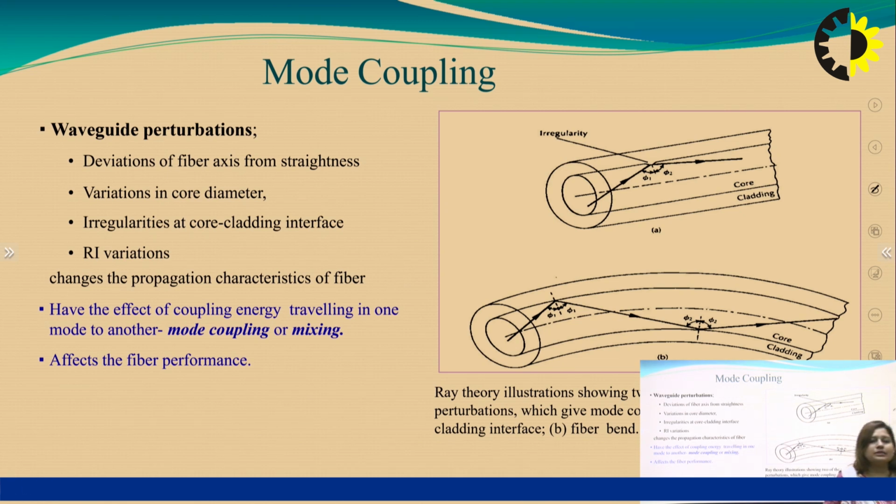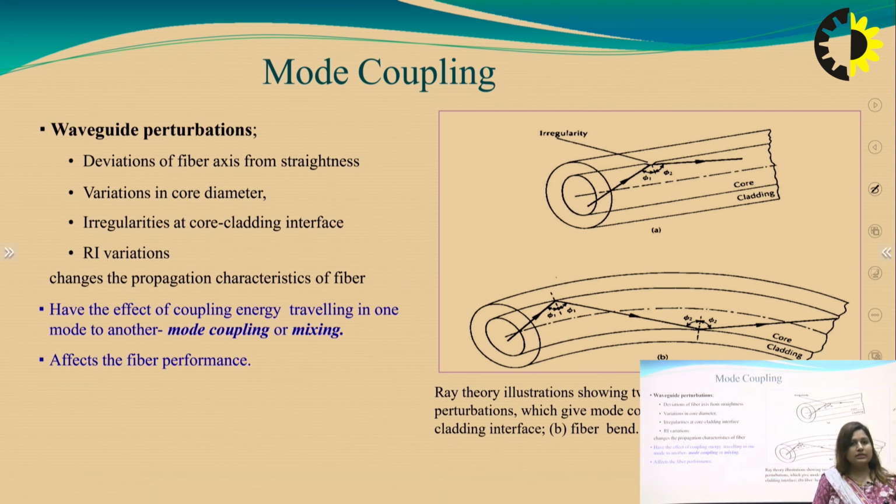Mode coupling is basically the coupling of the modes inside the fiber. There are several perturbations in the waveguide. These perturbations can occur due to deviation of the fiber axis from straightness, variation in the core diameter, or maybe some irregularities at the core cladding interface, or refractive index variation.